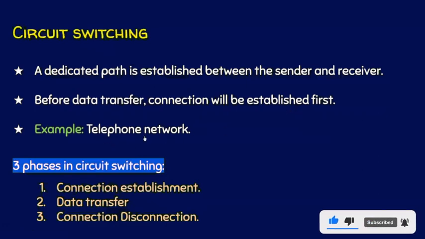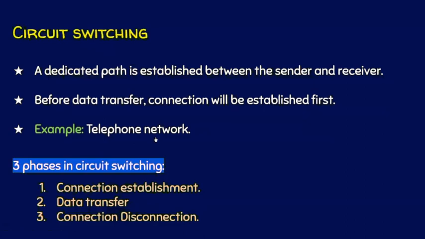For example, the telephone network is a well-known example of circuit switching. The sender first dials the number. Once the connection is established, then they can talk to each other. So dialing the number and establishing the circuit happens in the first phase, and then the data transfer happens. Basically, circuit switching has three phases. Number 1, connection establishment. Number 2, data transfer. And number 3, connection disconnection.